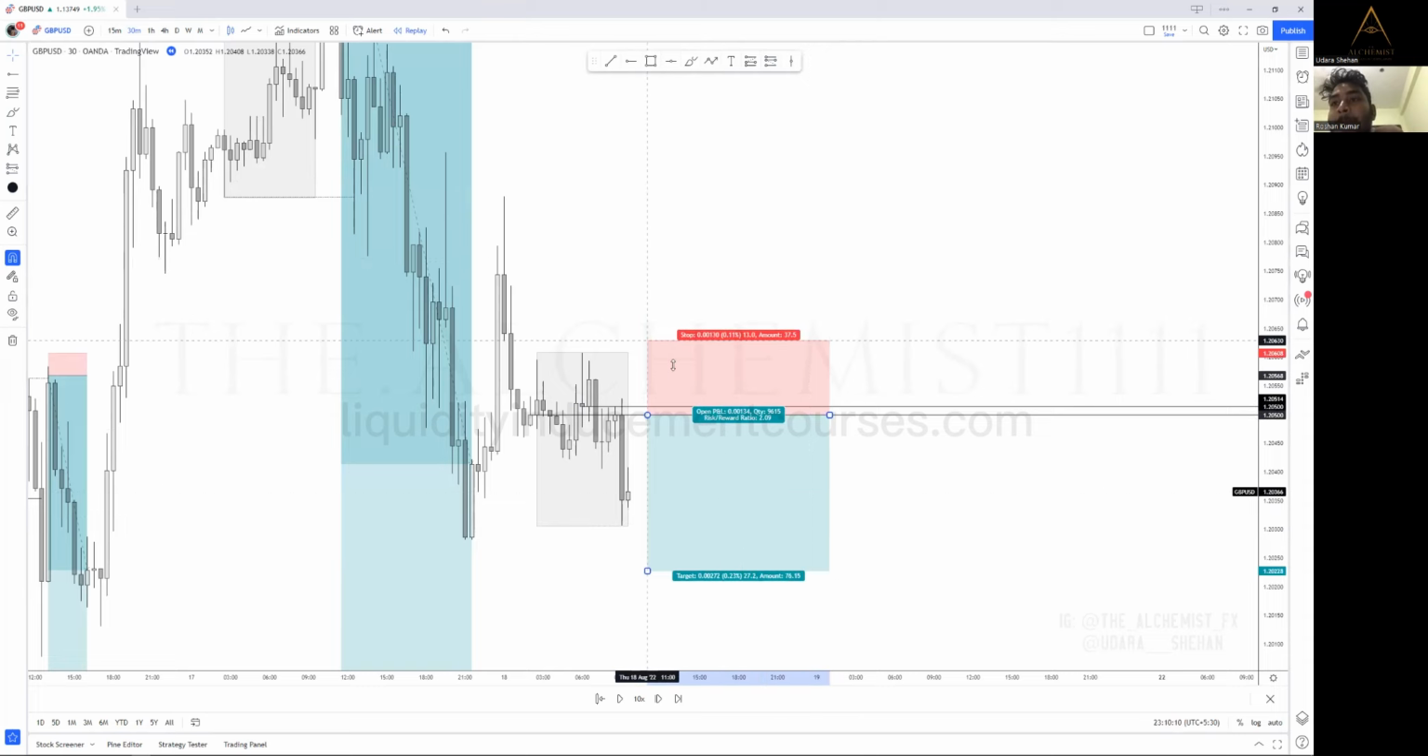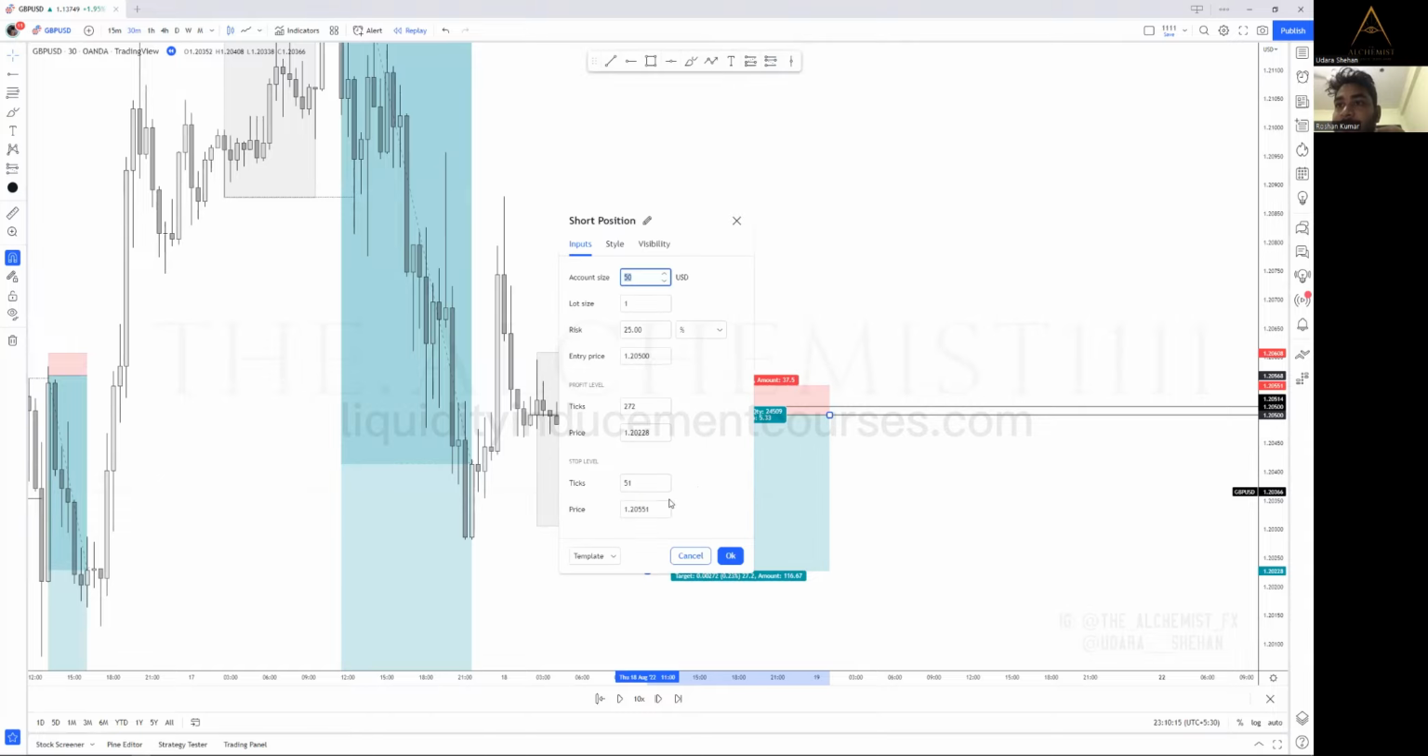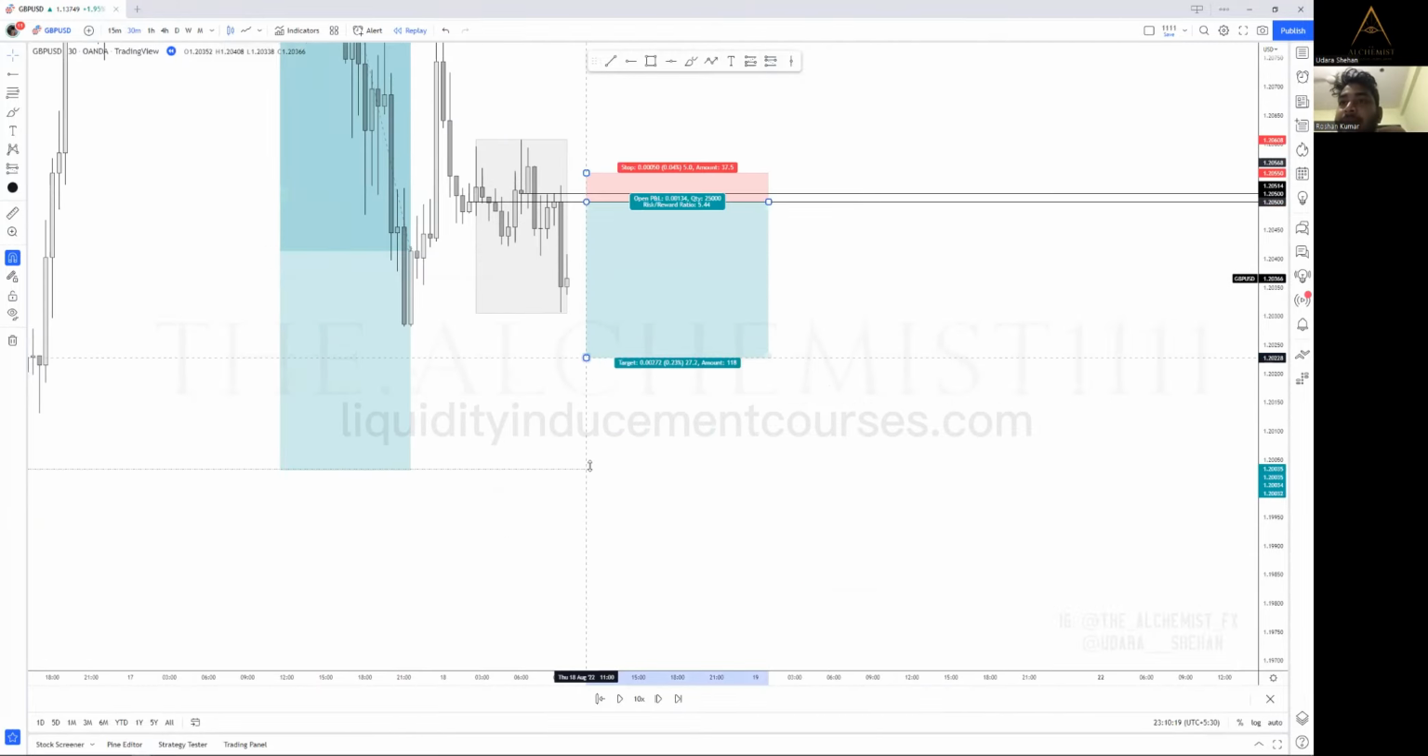5 pip stop loss above both the POIs. Can you understand that? Above both the POIs. So even if it taps into the top one, I'm still safe, right? And where do I target? Since we're very close to the external range liquidity, we target that.